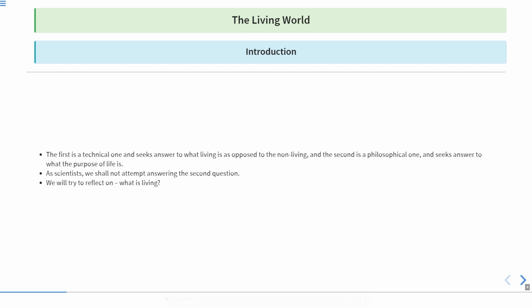And the second is a philosophical one. If someone is asking what life is, it has two perspectives: the technical perspective and the philosophical one, which seeks an answer to what the purpose of life is. So when you ask what life is on the basis of philosophical thinking, it means what is the purpose of life, right? And when you understand it in technical terms, it means that the thing that is opposed to the non-living is the living. That is the technical thing.